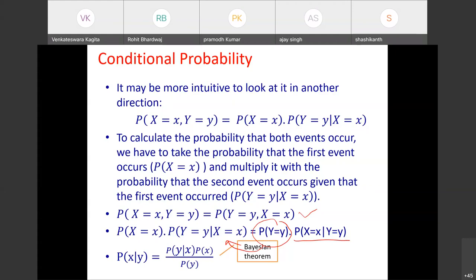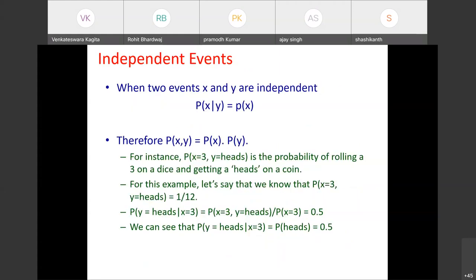Okay, so there is a relation. Try to understand that relation between the different probabilities. If two events x and y are independent, we say that probability of x given y is equivalent to probability of x, because x is independent of y. Whatever value y is taking, it doesn't matter. Probability of x given y is equivalent to probability of x, and this is the example demonstrating that. I'm just skipping that, you can go through it later, it is very easy.